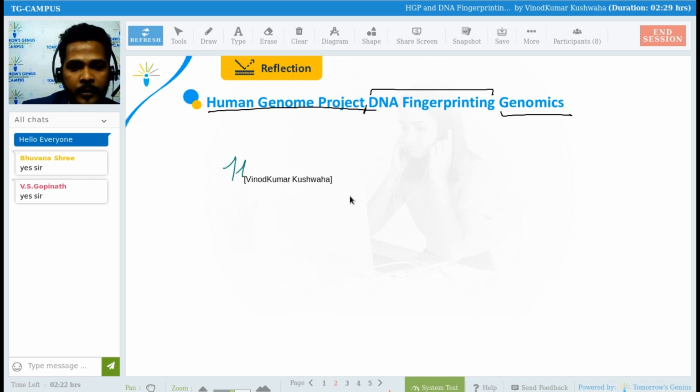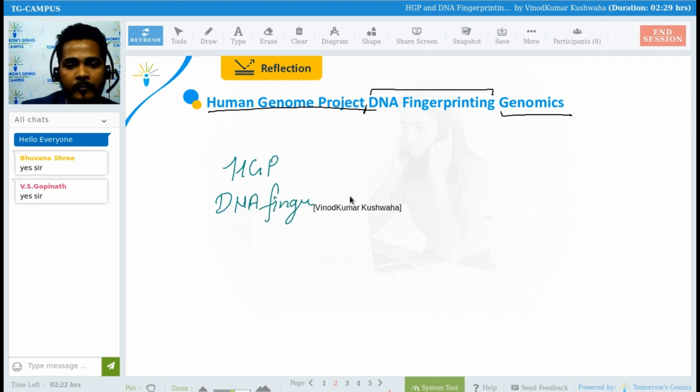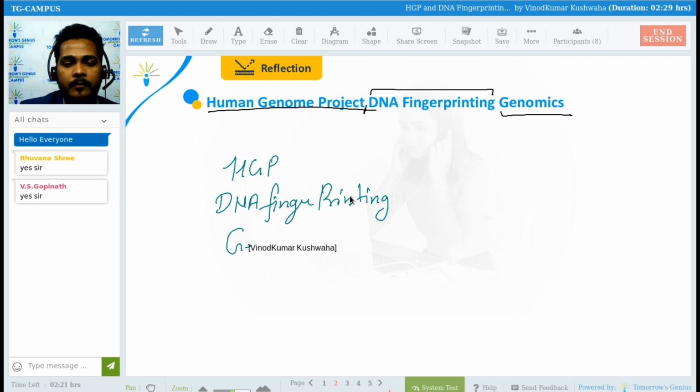First one is called the Human Genome Project, in short form HGP. Then the other concept we are going to learn today is DNA fingerprinting. And a very short introduction, just a little bit about genomics, because not many questions are going to be asked on it. Hardly one question is there, so we will see that. So there are a total of three concepts that we will learn in today's session.